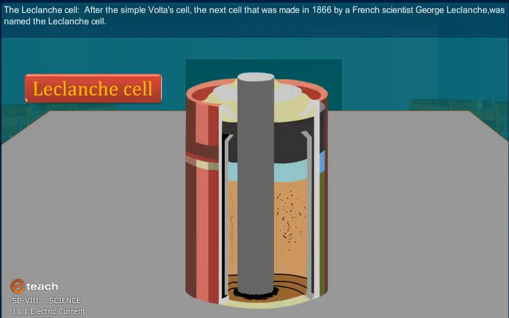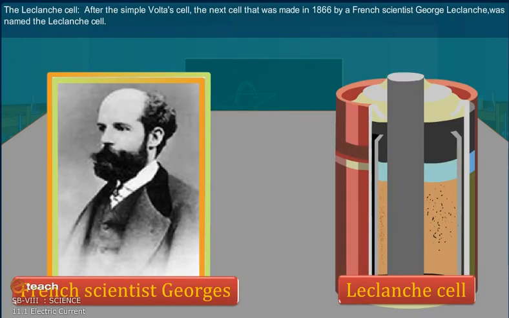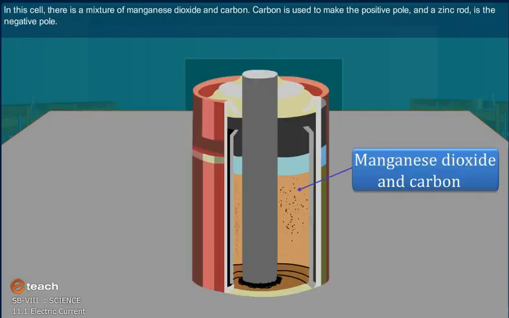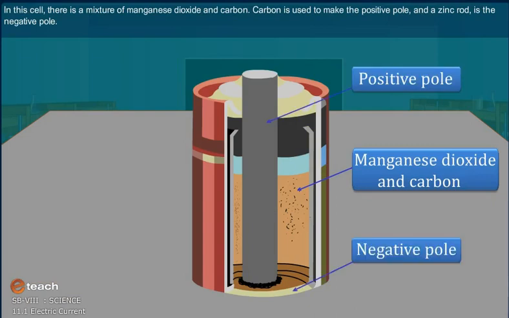The Leclanché cell. After the simple Volta cell, the next cell that was made in 1866 by a French scientist, Georges Leclanché, was named the Leclanché cell. In this cell, there is a mixture of manganese dioxide and carbon. Carbon is used to make the positive pole and a zinc rod is the negative pole.